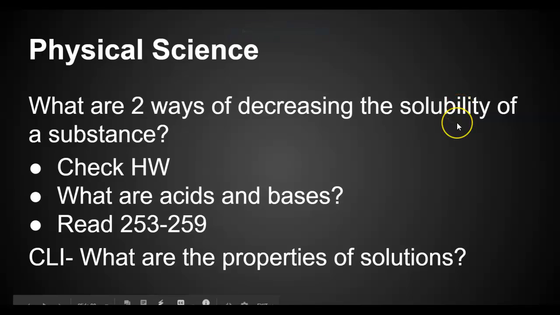Mr. Hescox here. Coming back to my physical science class, we are going to start attacking 8.3 today. Be your warm-up question there. What are two ways of decreasing the solubility of a substance?